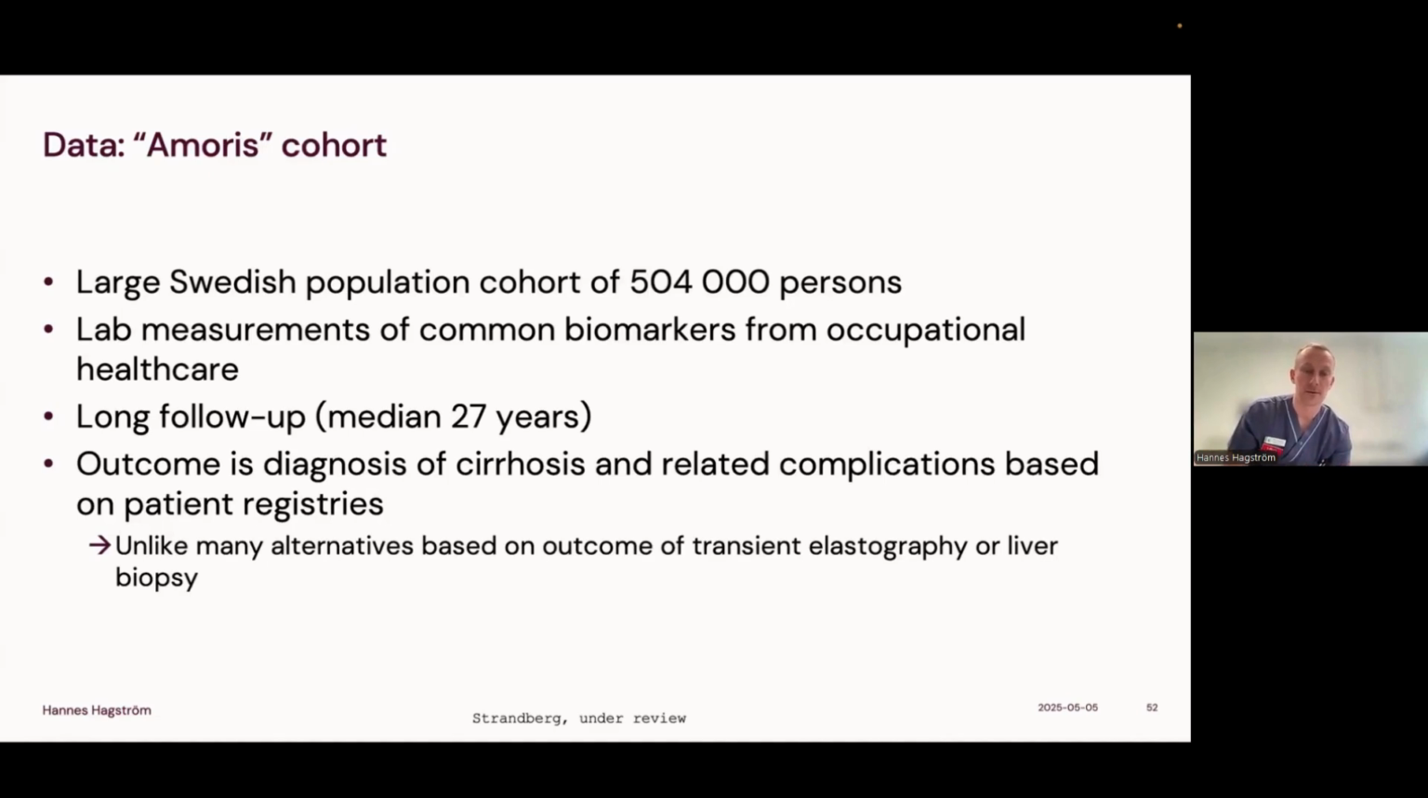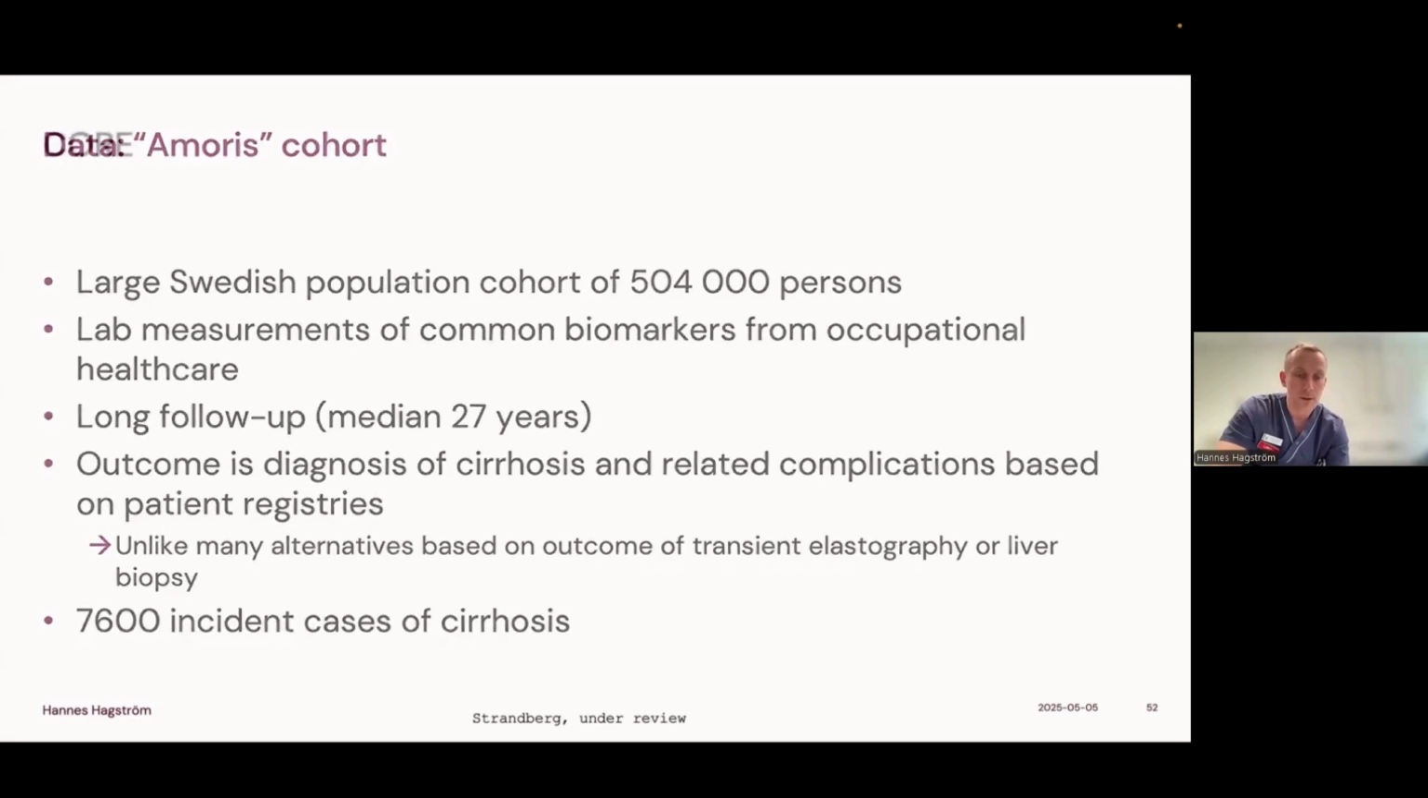So this is different to the other scores that are currently used for this, such as liver risk or other scores that have used transient elastography or liver biopsy. During this time, we had 7,600 cases of cirrhosis, so quite a big statistical power to do calculations on.